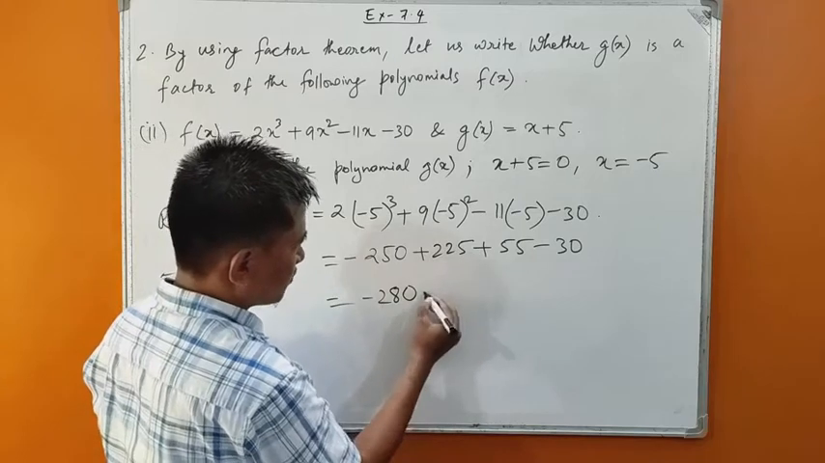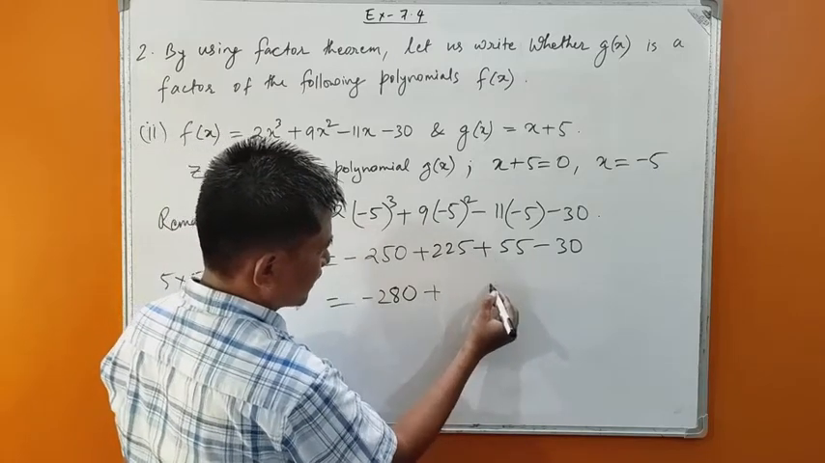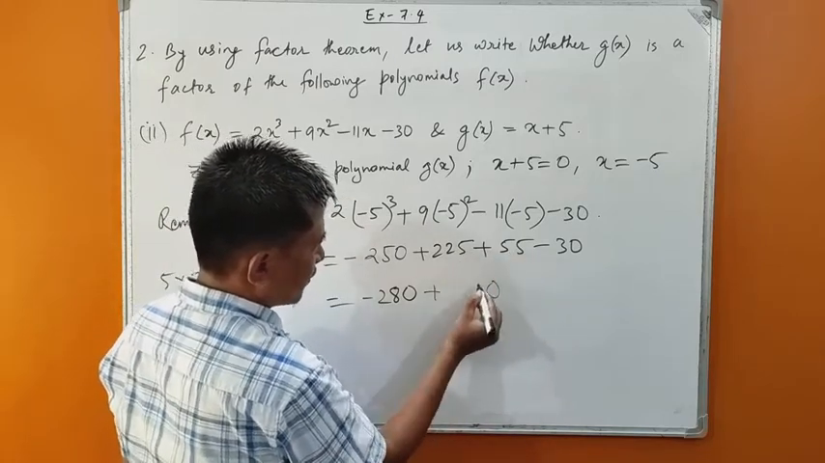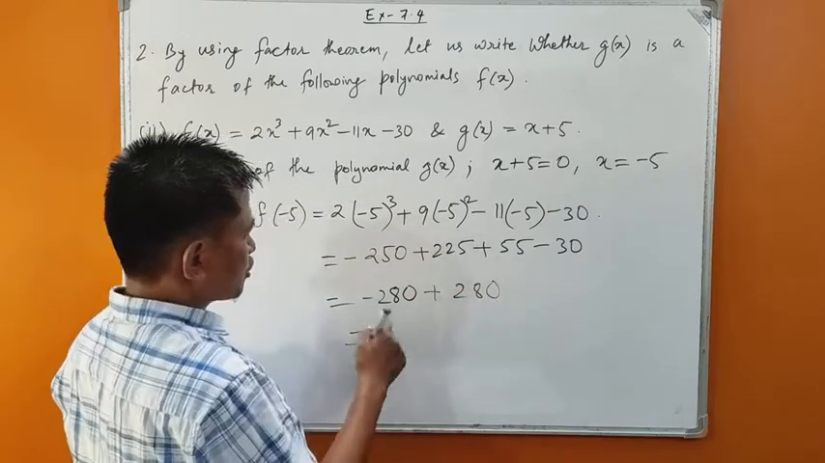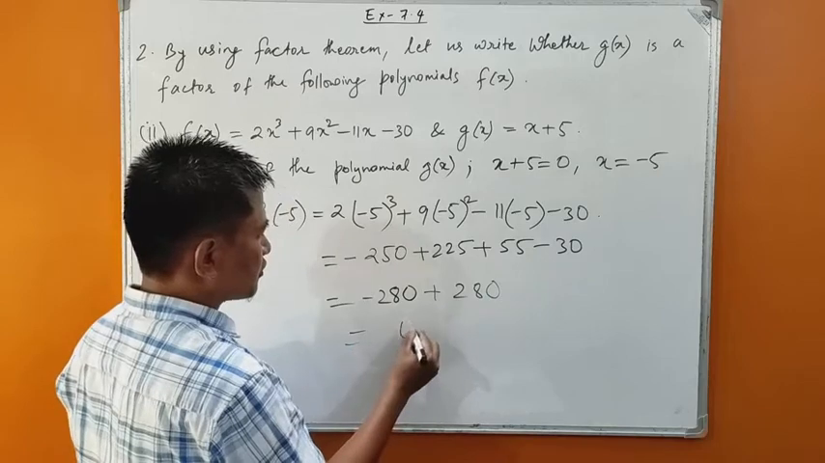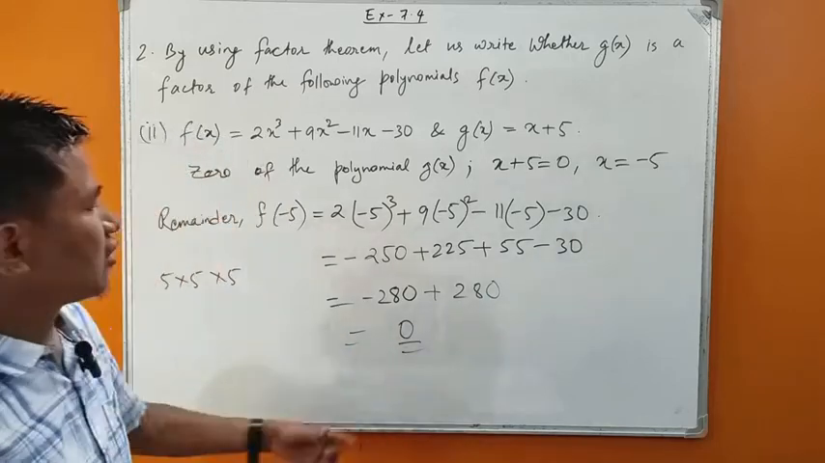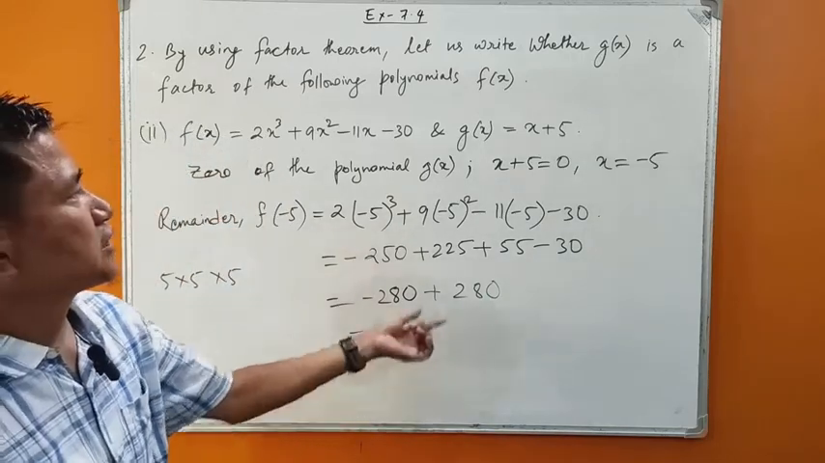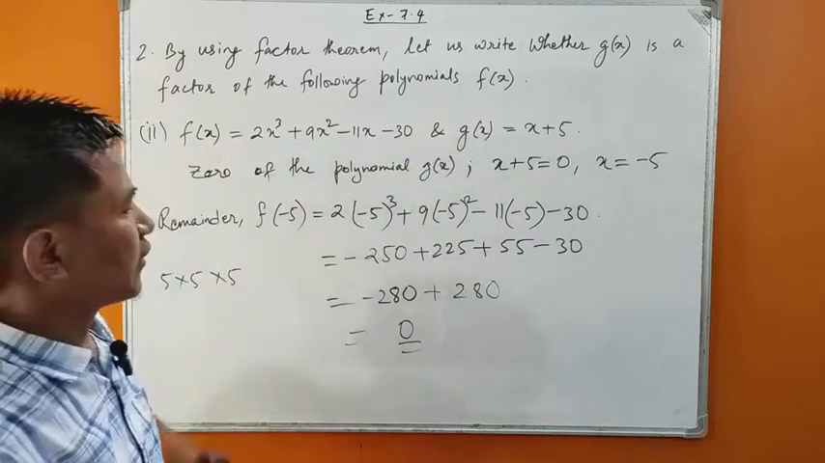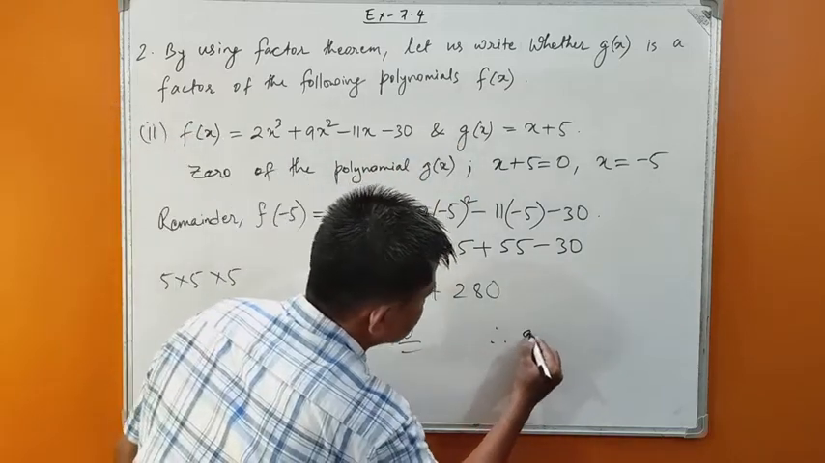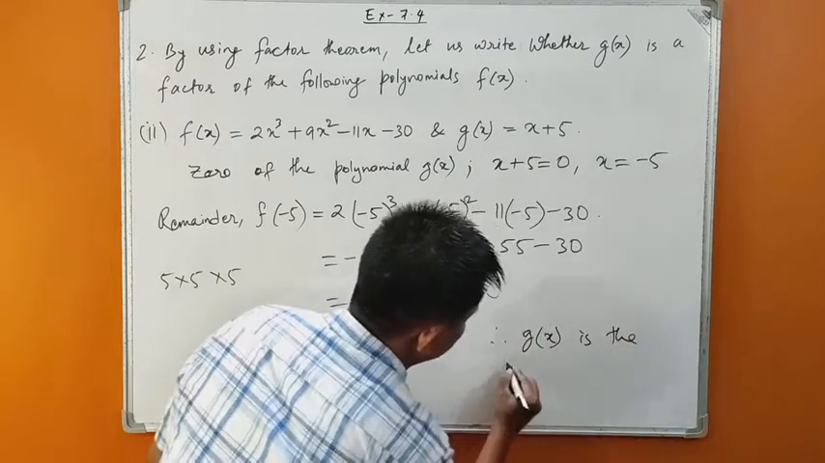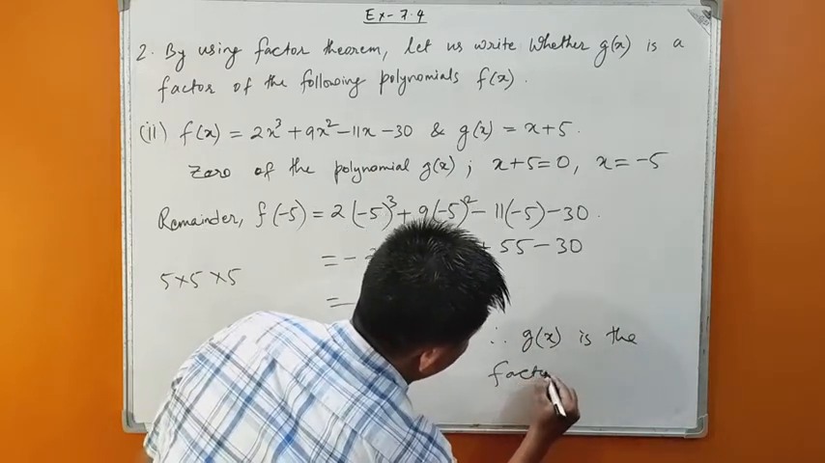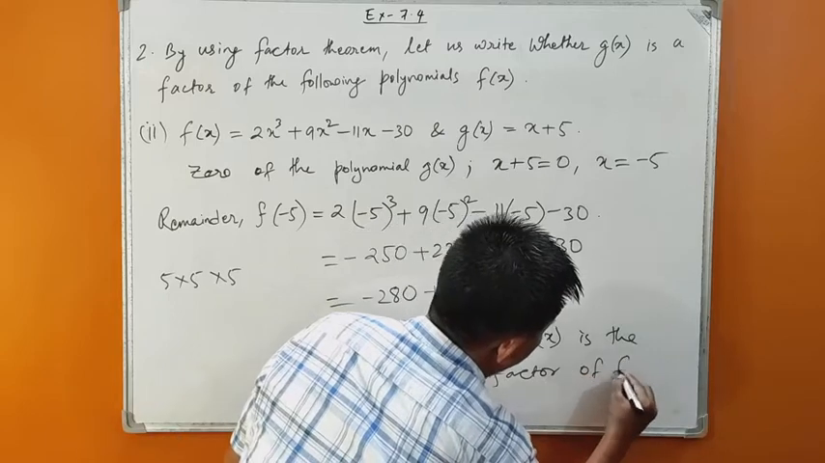Plus and plus. Plus 5 plus 5 is 10. 5 plus 2 is 7. Plus 1, 8. And this 2 becomes 2. So minus 280 plus 280 becomes 0. So here we got the remainder 0. This means gx is a factor of fx. Therefore, you can write gx is a factor of fx. Okay.